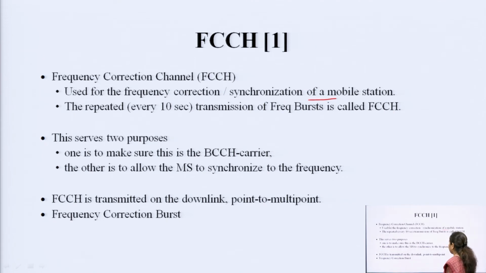The repeated transmission of the frequency burst is called FCCH, the frequency correction channel. This serves 2 purposes: one is to make sure that this is the BCCH carrier, the other is to allow the MS to synchronize the frequency. FCCH is transmitted on the downlink, point to multipoint, which is the case for broadcasting.